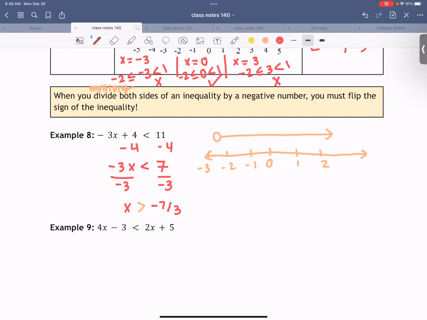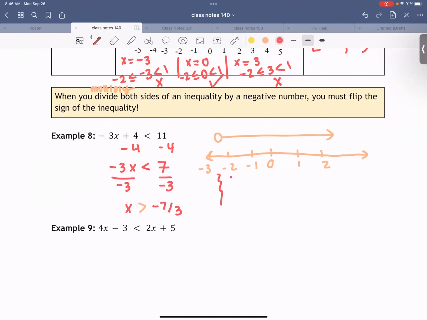Okay. So let's just plug in some answers. Can someone give me an x value to the right of my point? 1 is good. Let's do that. Let's plug in 1. -3 times 1 plus 4 is less than 11. That gives me -3 plus 4 is less than 11. Is 1 less than 11? Yeah. We're good. Now on the other side, if you wanted to try something, you can also plug it in. You'd find that it wouldn't work, which is why there's no arrow to the left. Okay. So we have our graph.